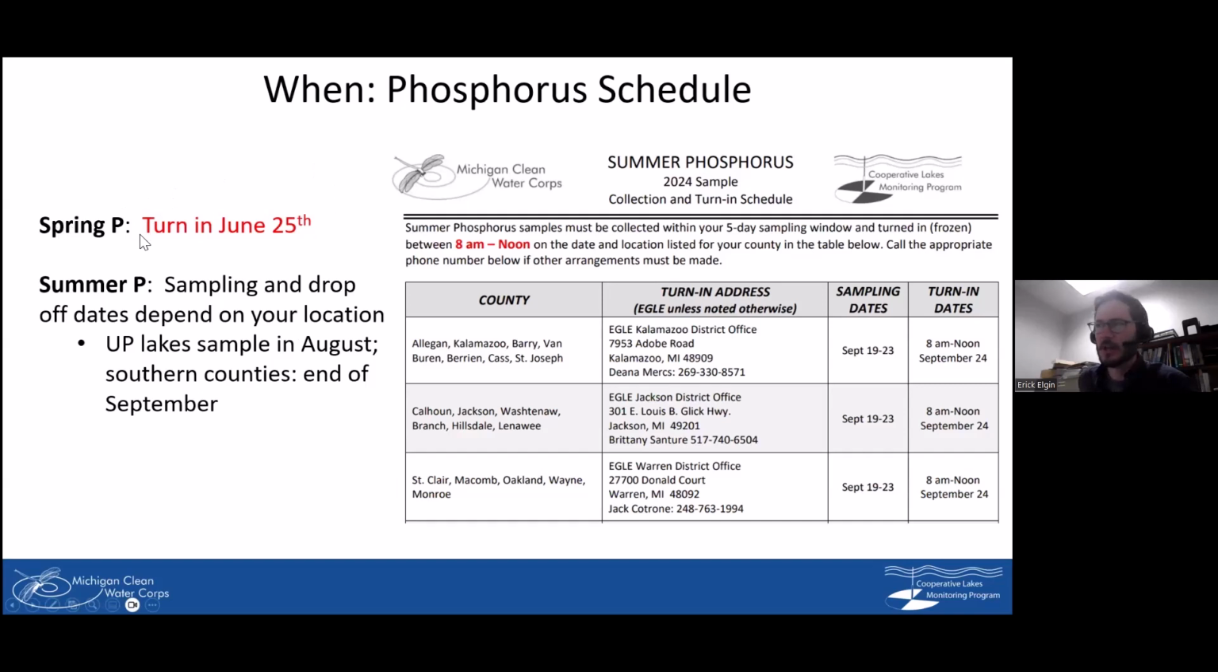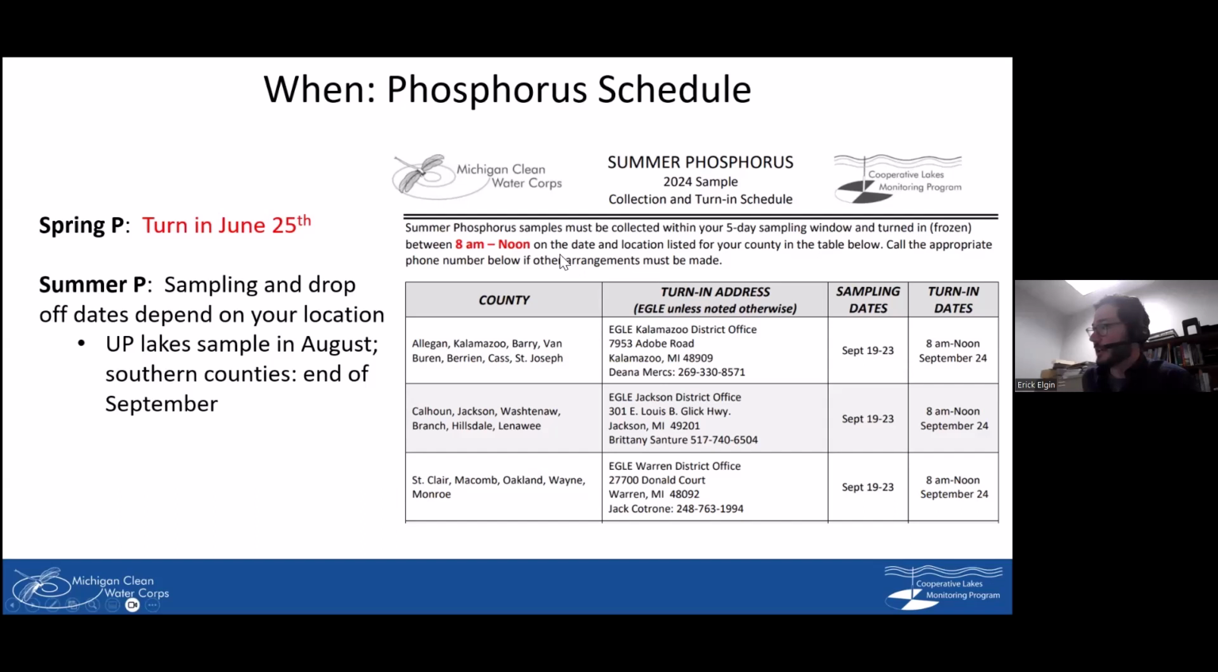For the spring, everybody around the state will turn in on June 25th. Where you drop it off depends on your county. Please reference the collection and turn-in schedule that would have been mailed to you. If you do not have it mailed to you, it is on our website under CLMP, so lakes and then CLMP documents. Look for spring and summer phosphorus, and that's where you'll find this schedule. If you can't find it, please email me and I'll send it to you.